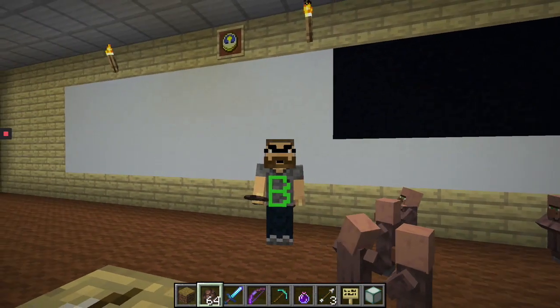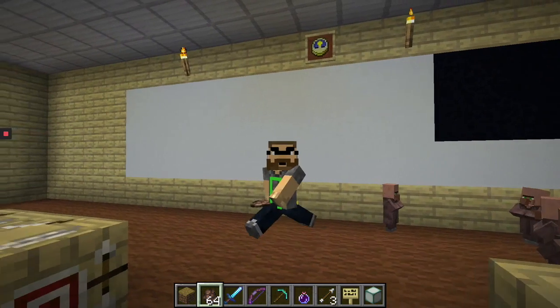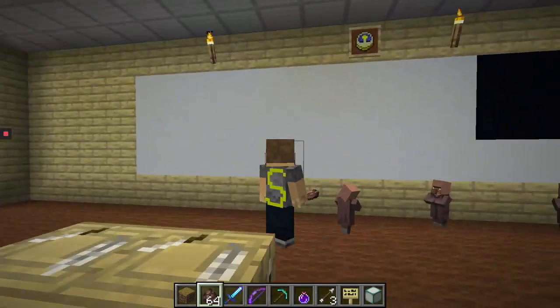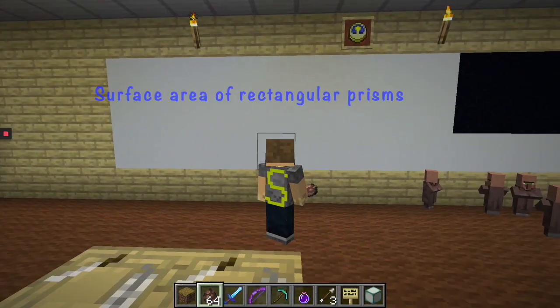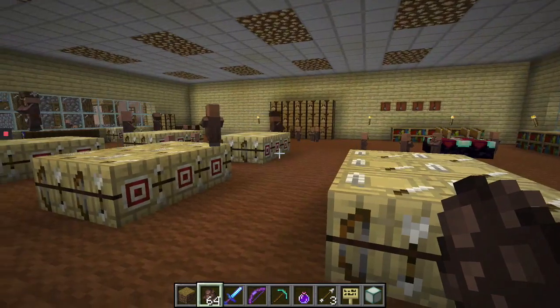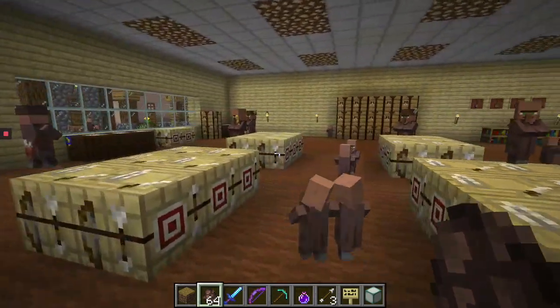Let's see what we're going to be working on today. I see here we're going to be working on finding the surface area of a rectangular prism. And I'm sure you all remember that a rectangular prism is basically just a fancy name for a box.